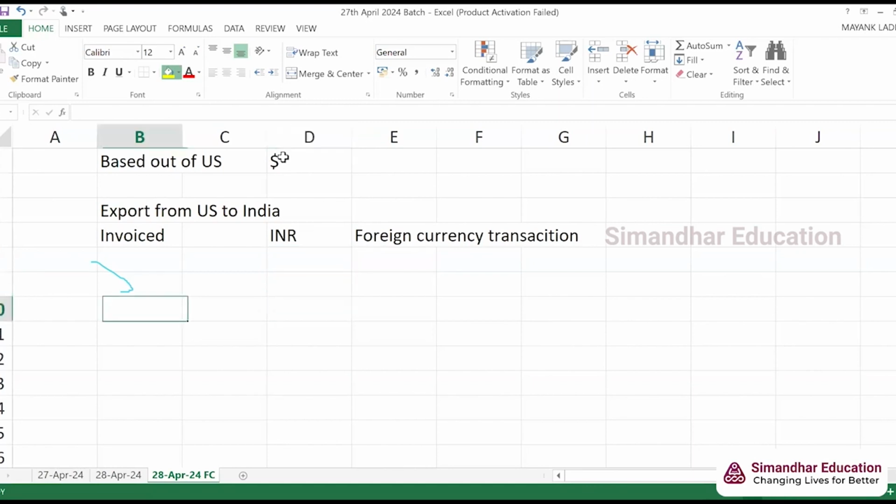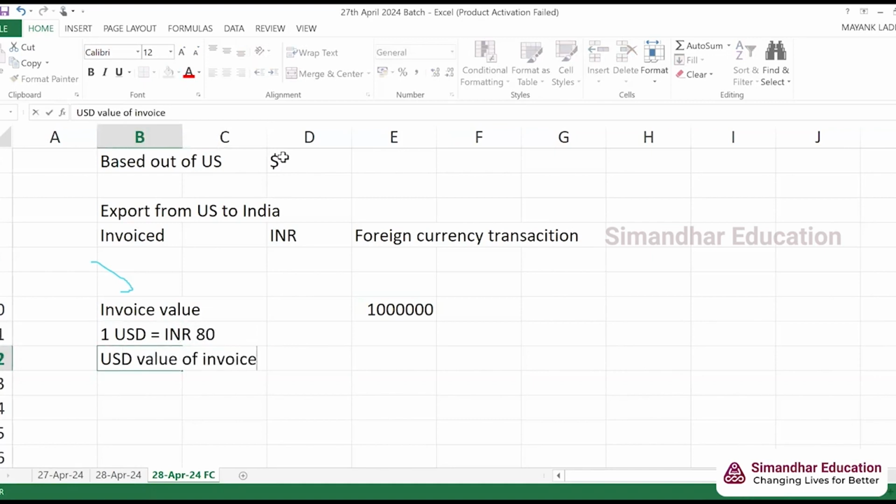So, for example, invoice value is 1 million. 1 USD is equal to INR 80. So, what is the USD value of the invoice? Can someone quickly calculate and tell me?